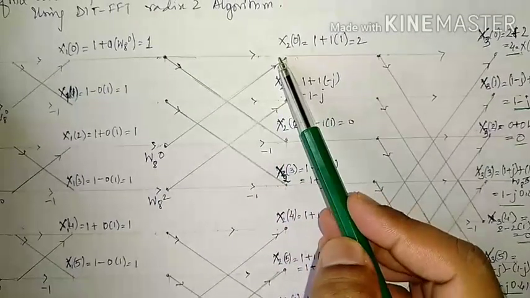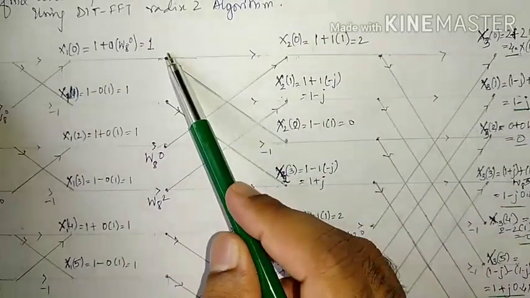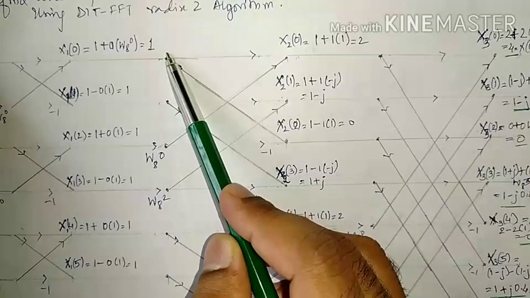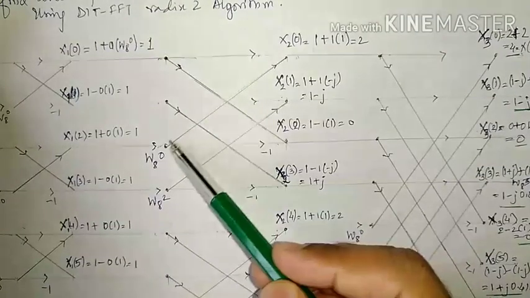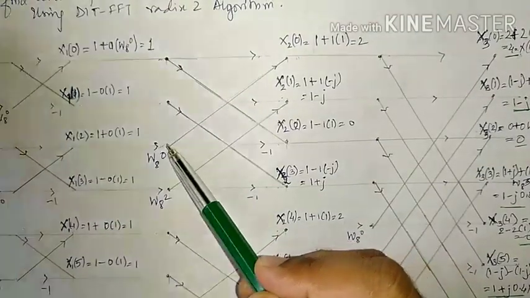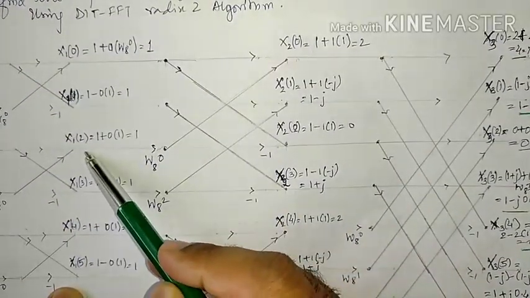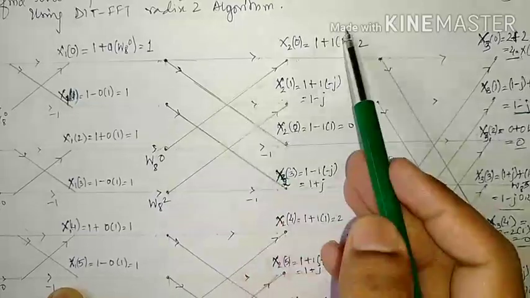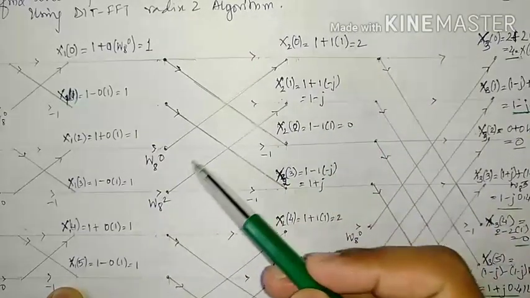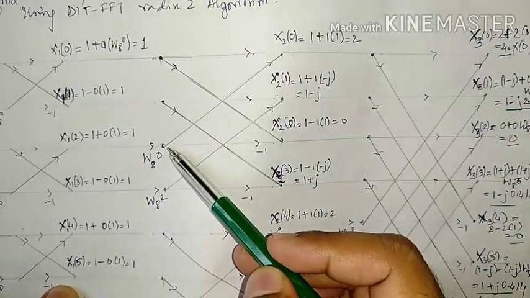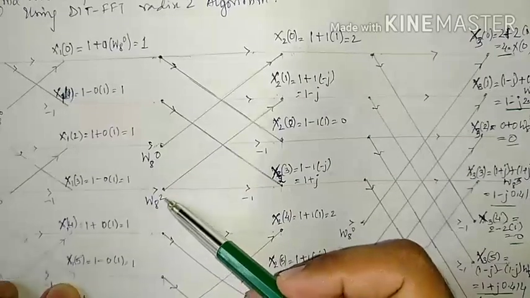So in order to get x2 of 0, it is x1 of 0 plus x1 of 2 into W0. So x1 of 0 value is 1, x1 of 2 is 1 into W0. So 1 plus 1 is 2. W0 is 1, and W2 value is how much?